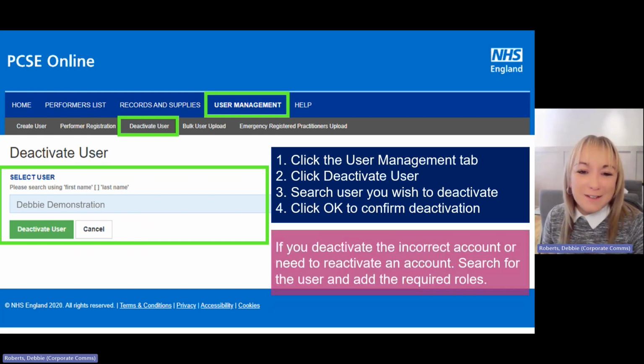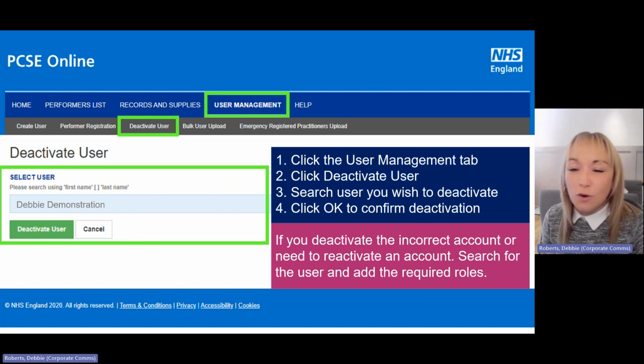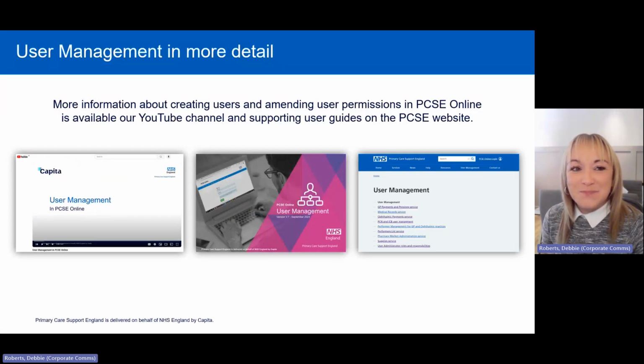Now, if you do deactivate an account by mistake, don't worry, it's okay. Just as I mentioned about reactivating an account, you can just do it like that. So head over to search for user, put their details in, bring that up, and then you'll just be able to add the roles again as you would do if you wanted to reactivate an account from someone that's been off for a while.